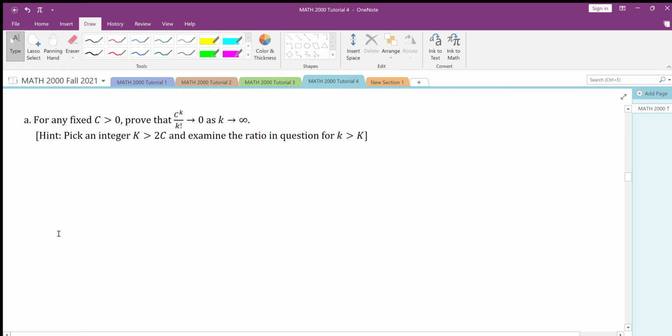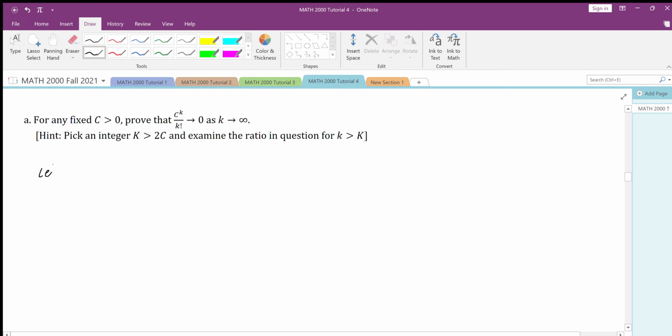So question A is to ask, for any fixed constant c greater than 0, prove that c to the power k divided by k factorial will go to 0 as k goes to infinity. And your instructor has a hint, which I won't use directly. I'll use a modified version of that hint.